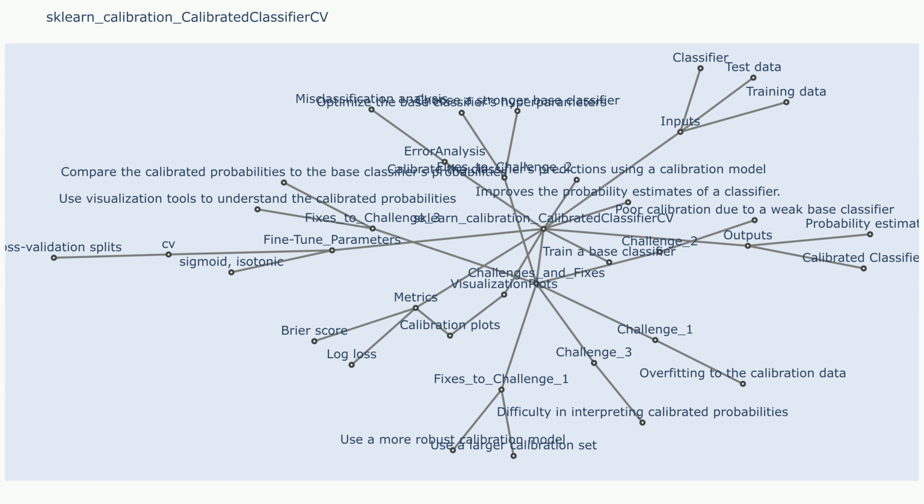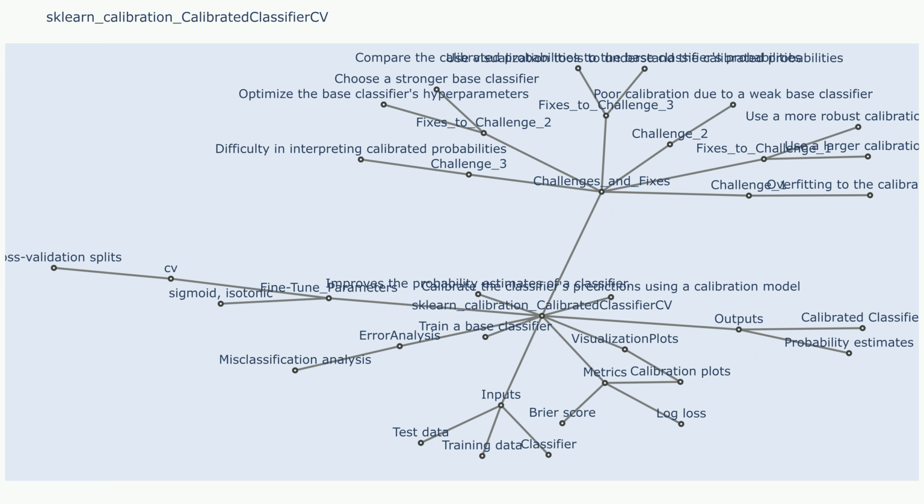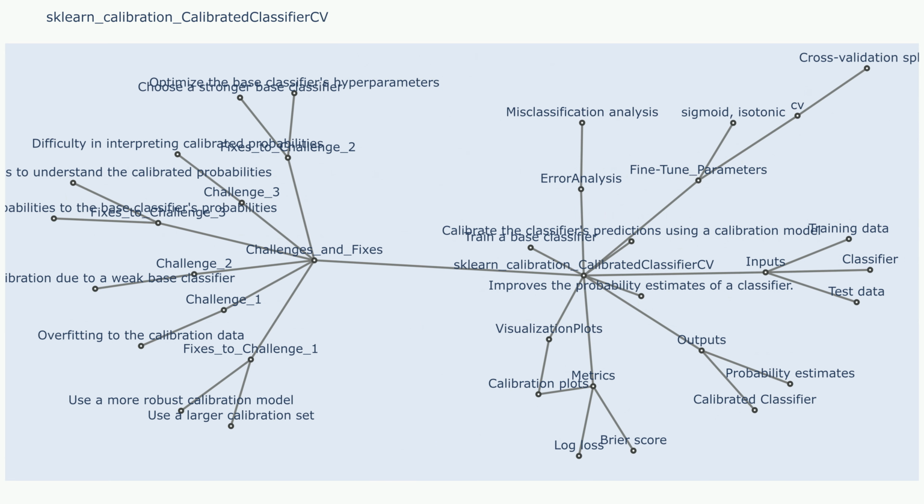Fine-tune parameters. Method: choosing sigmoid or isotonic based on the data characteristics and desired calibration behavior. CV: adjusting the cross-validation strategy to optimize the calibration process. Uncertainty methods. Confidence intervals for calibrated probabilities, quantifying the uncertainty associated with the calibrated probability estimates. Bootstrap aggregating, bagging, or other ensemble methods combining multiple calibrated classifiers to reduce the variance of the predictions and improve uncertainty estimates.